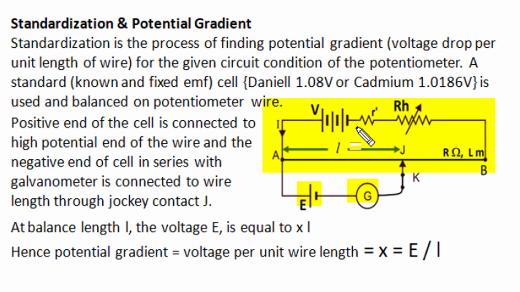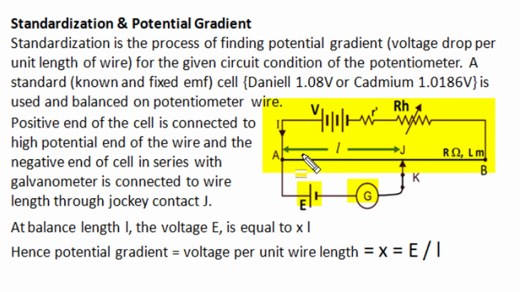For correctness of the circuit, when the jockey contact is at position A and then at position B, the galvanometer deflection should be in two opposite directions. Definitely, in between the AB length there is a suitable wire length small l, where the voltage of the AJ length becomes equal to this standard EMF voltage.